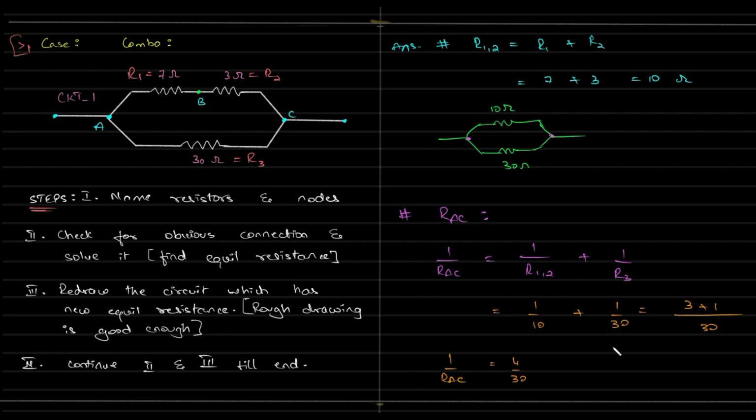Okay, but we have to find RAC. RAC is nothing but your final answer. So RAC is equal to 30 by 4, which is 7.5 ohm. This is how you find the equivalent resistance of a combination.